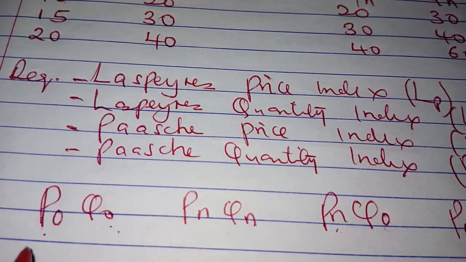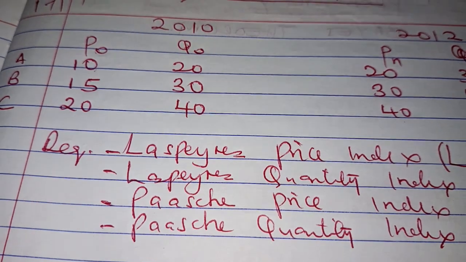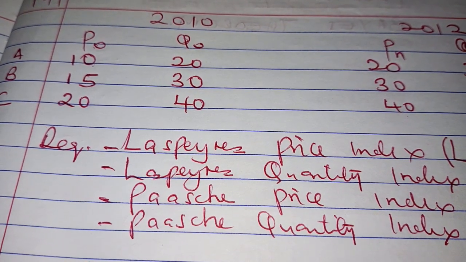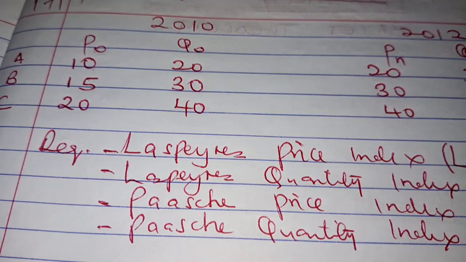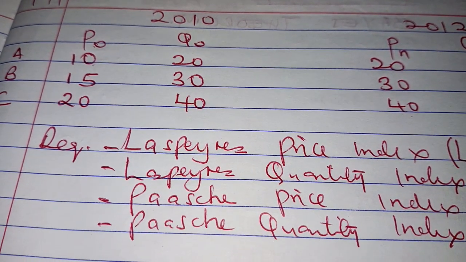Therefore, for the P0Q0, we shall have 10 times 20, which is 200. 15 times 30 gives me 450. And then we have 20 times 40, which is 800. We shall do a total.